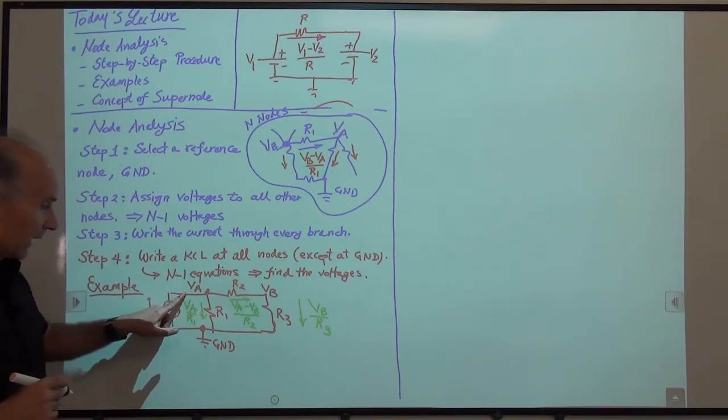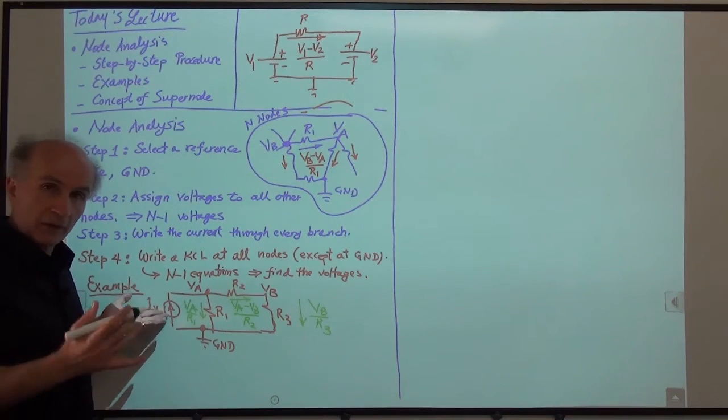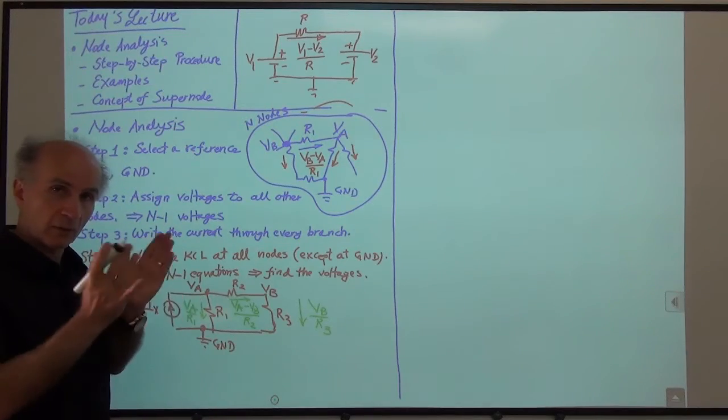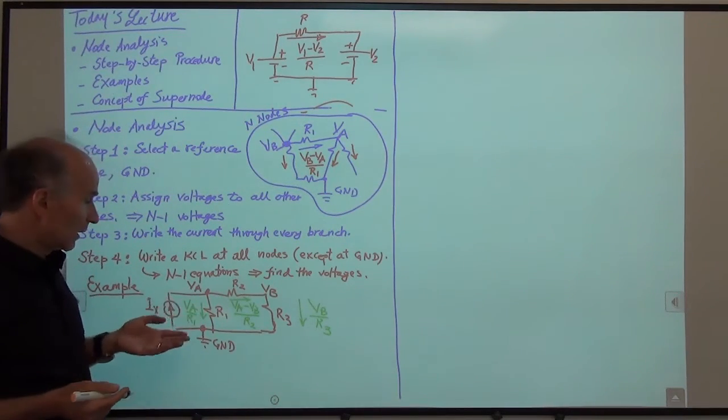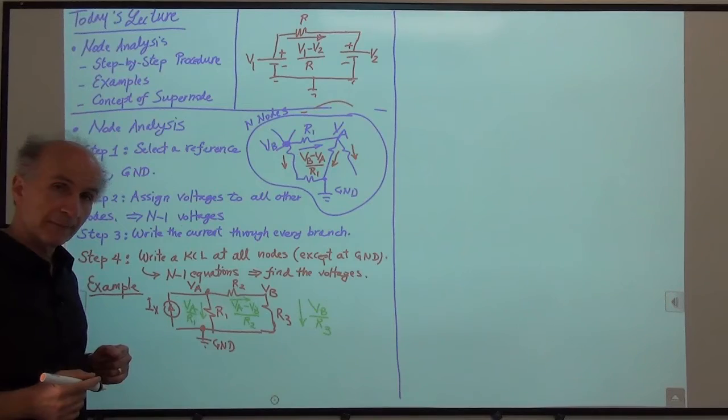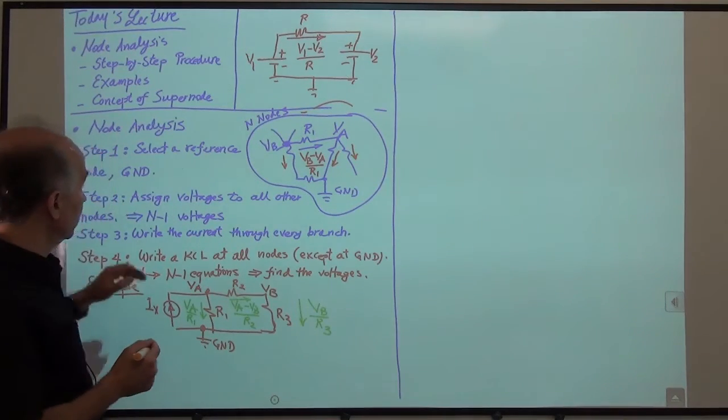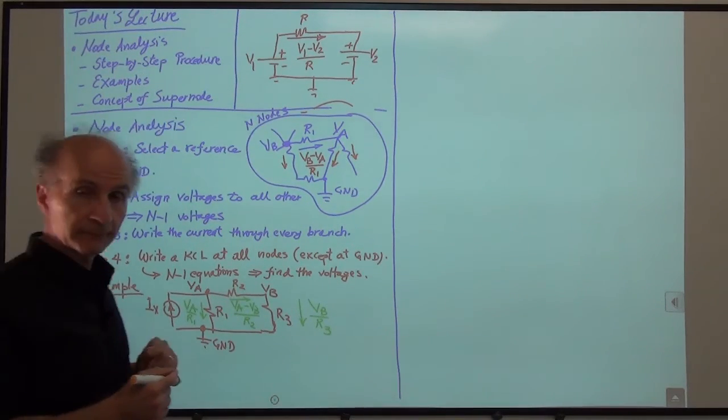How about the current through this branch? Well, that's IX. IX is a current source. It wants to force that current, so it's known. We don't need to call it anything because we already have it. Okay, so we have completed step number 3.